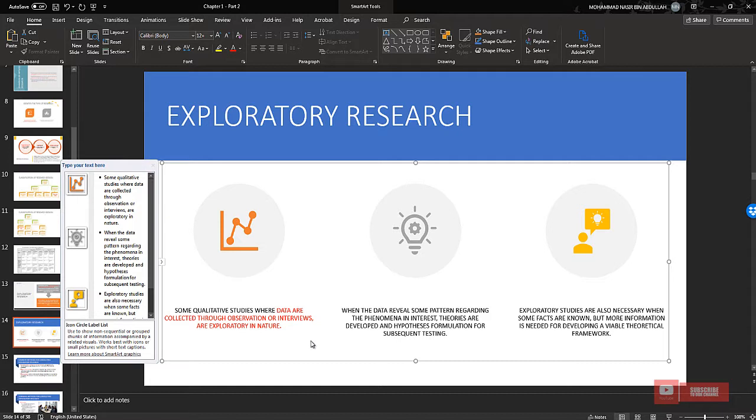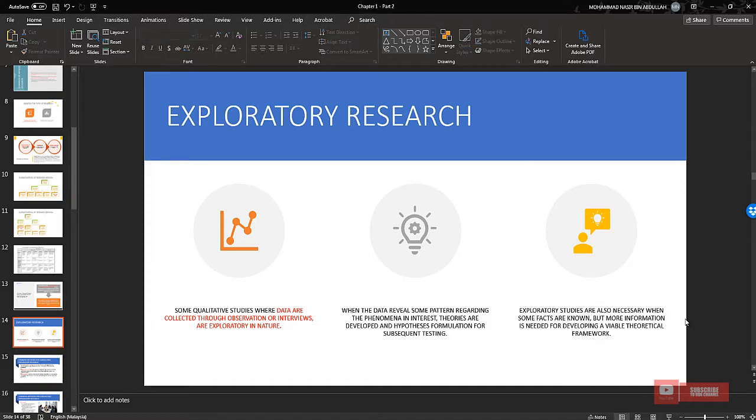When the data reveals some pattern regarding the phenomena of interest, the theory is developed. We develop the theory and hypothesis formulation for the subsequent testing, right? Exploratory studies are also necessary when some facts are known but more information is needed for developing a viable theoretical framework. So basically, maybe some research has been done previously, but we need more information to solve the problem. So we need to do some exploratory research.